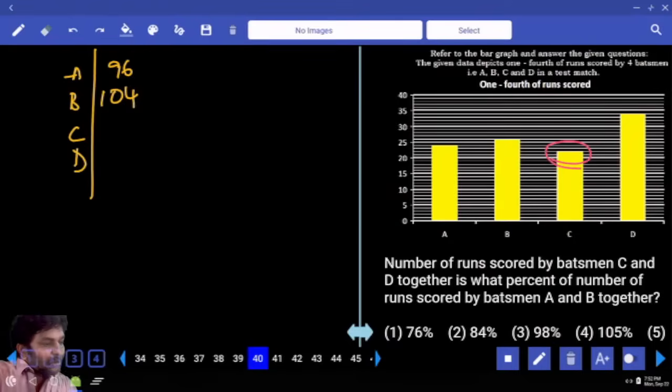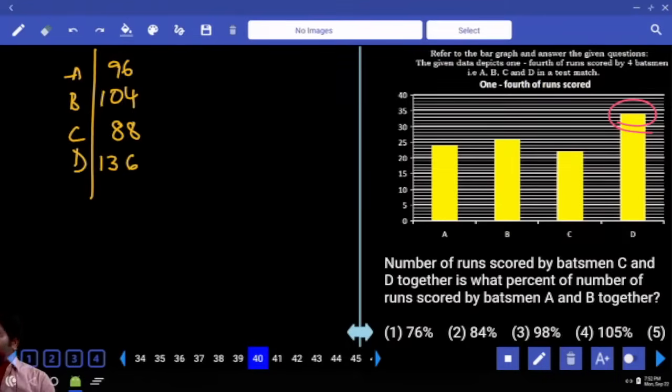Next, 2 lines above 20, which is 22, 4 times, 88. 1 line below 35, that will be 34. 34 double, 136. Instead of taking 4 times, I will take double. 38 double is 76. 34 double is 68, 68 double is 136.